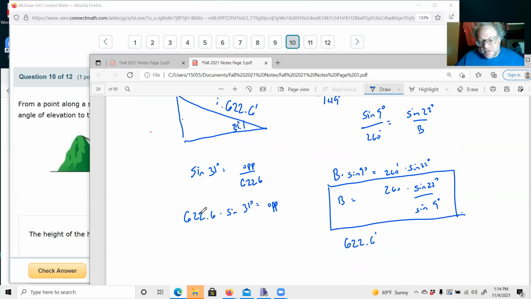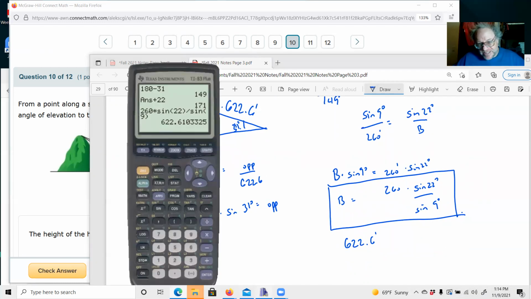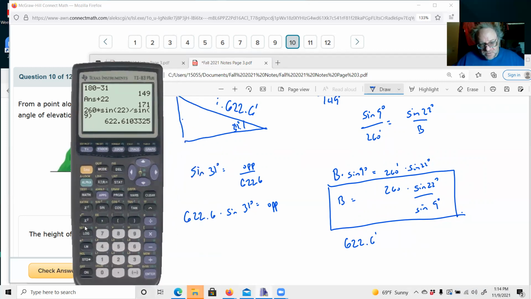This is a good problem that I would have picked because it requires you to figure out one triangle to get the pieces you need to solve for the next triangle. So that's a very likely problem I would give you. Okay, so 622.6 times sine of 31 degrees. Make sure that the long side is the hypotenuse.